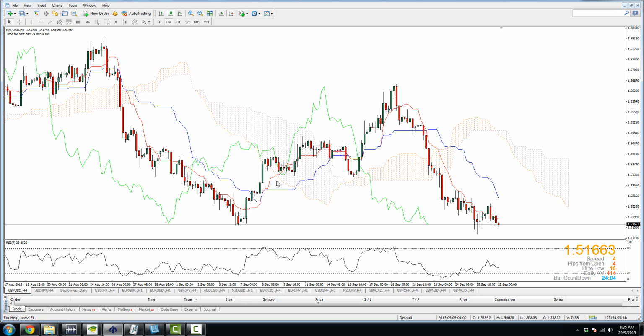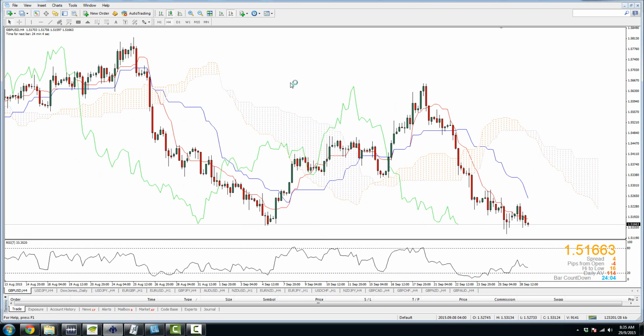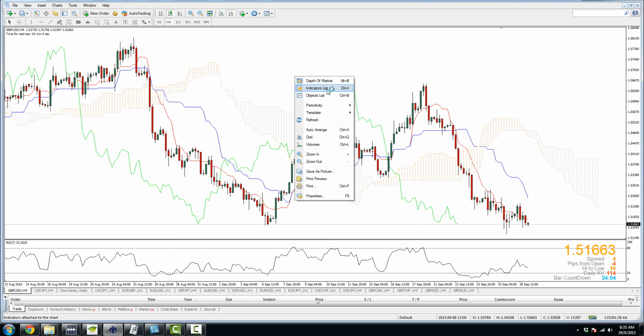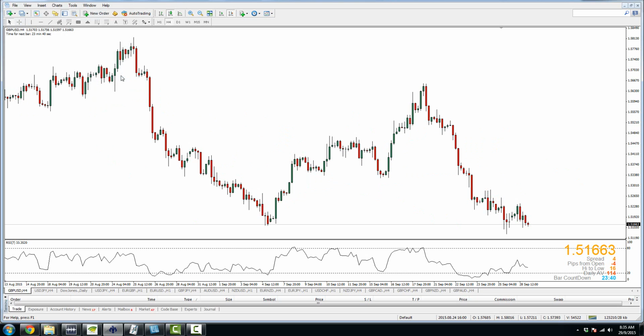But what if my chart is currently too cluttered and I want to remove these indicators off my chart? Sometimes you cannot just right click. You need to right click first, go to indicator list, and these are all the indicators currently on your chart. I want to remove the Ichimoku. Click on Ichimoku, press delete, close. And it's gone. So it's really pretty simple.